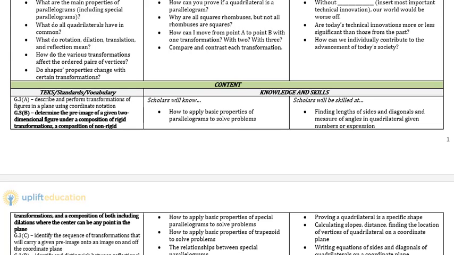Another good debatable question would be, are today's technical innovations more or less significant than those from the past? I would suggest maybe printing some articles on recent technical innovations so kids are aware of what's happening right now, because I think in history class the kids are aware of what has happened in the past, but maybe focusing on what's present and then having a debate about which ones are more significant and why.